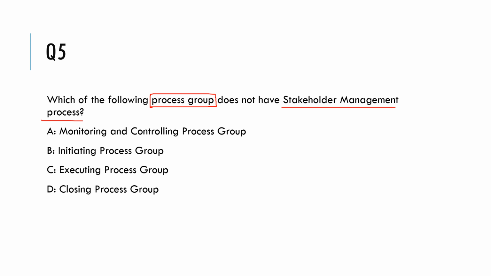So you already know that there are 4 processes under stakeholder management knowledge area, one each under one process group. So there is a process under initiating process group, there is a process under planning process group as well, which is not mentioned in the options here. There is one process in the executing process group, and then there is one process in the monitoring and controlling process group as well. There is no stakeholder management process in the closing process group. So the correct answer to this question is obviously D, closing process group. I hope that was clear.